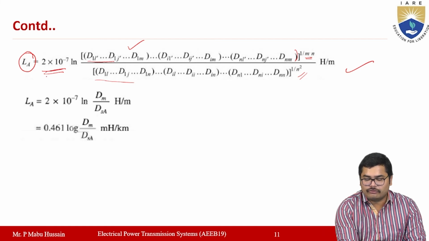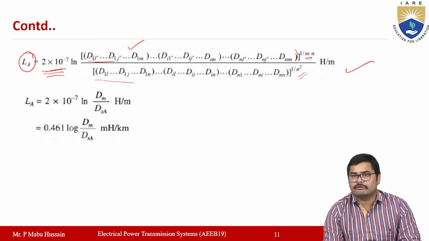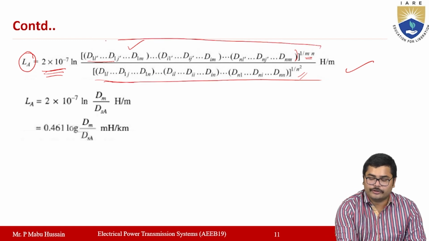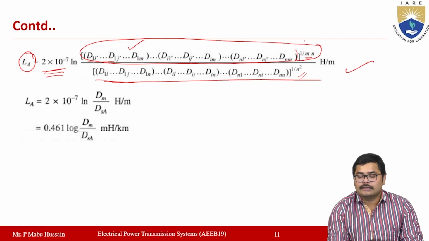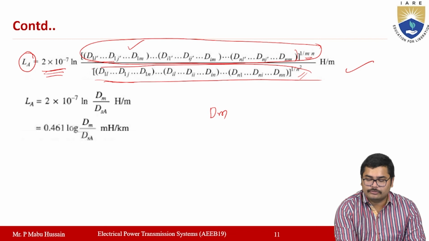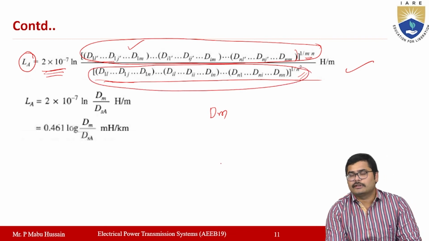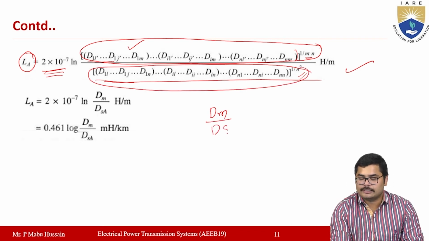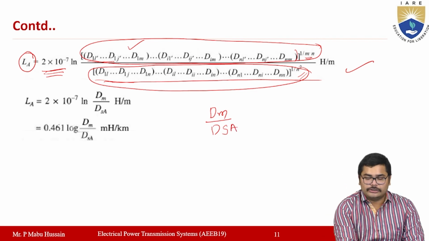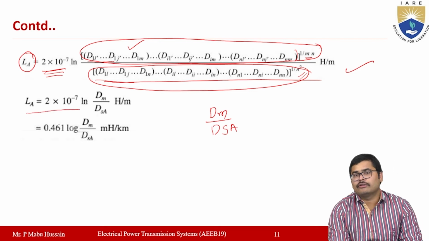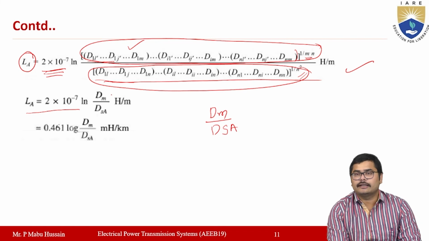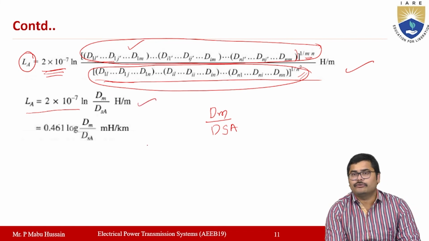So the final equation you will get is 2 into 10 power minus 7 ln of this total value. Now the numerator term you will call the mutual GMD, represented with Dm, and the denominator term you can call the self GMD, which is Ds for a particular conductor A. Then the inductance equation will be written as LA is equal to 2 into 10 power minus 7 ln Dm by DsA, which is in henries per meter.